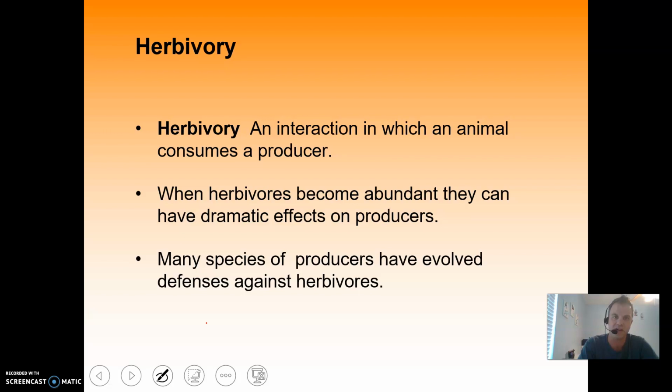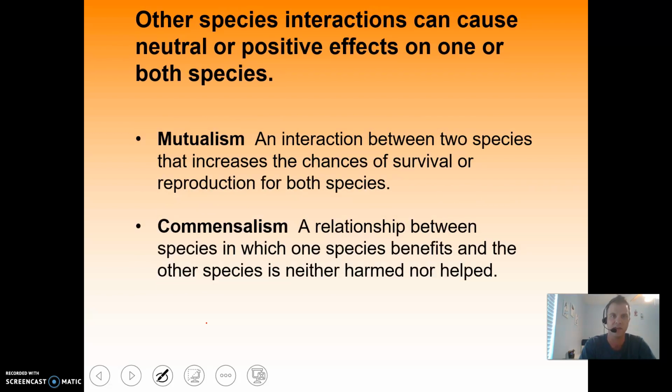Herbivory is an interaction where an animal consumes a producer. When herbivores become abundant, they can have dramatic effects on producers, especially if they overconsume them at a higher rate than they're growing back. So many species of producers have evolved defenses against herbivores to ensure their survival.